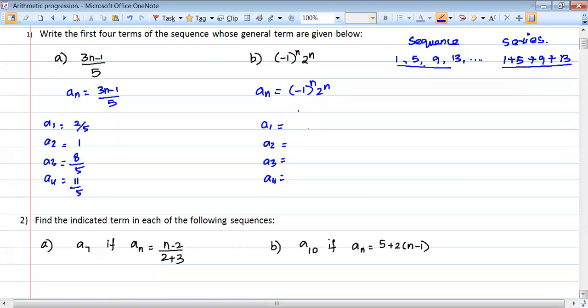Harita, correct answer. Here you will get -2. Here you will get +4. And next one you will get -8. And next one you will get +16. So the answer for this question is -2, 4, -8, 16. Very good. Now everyone start to do question number 2.